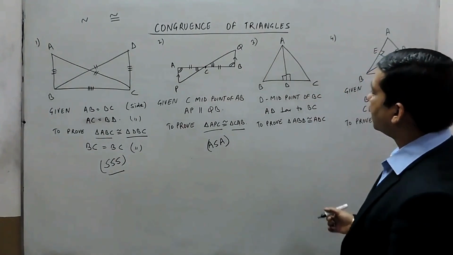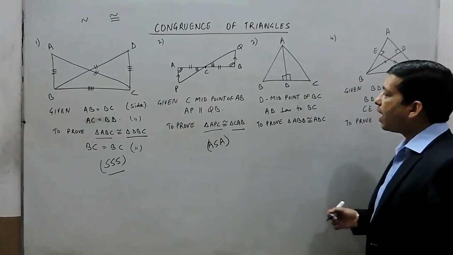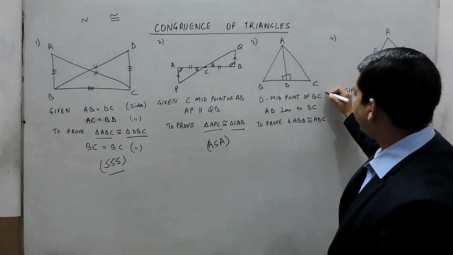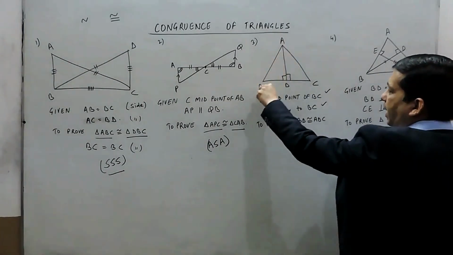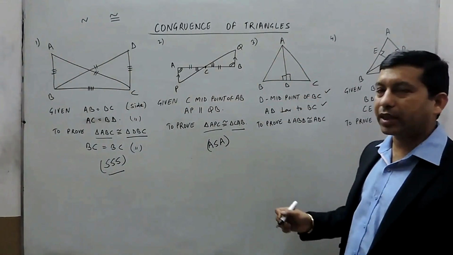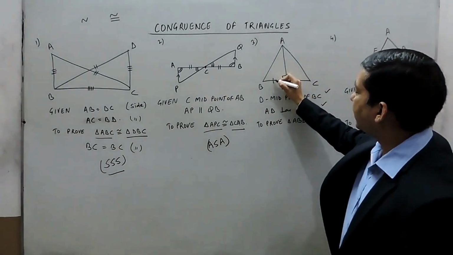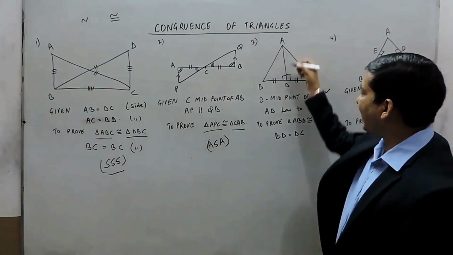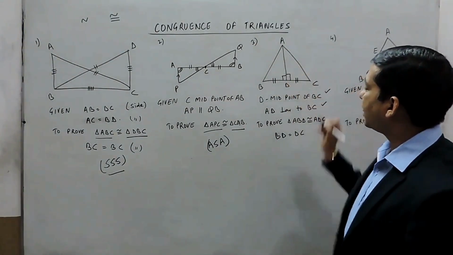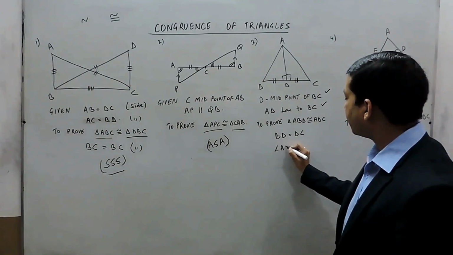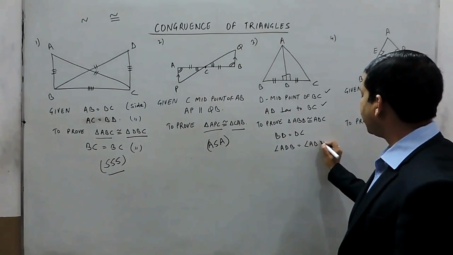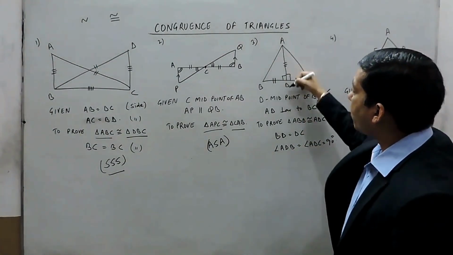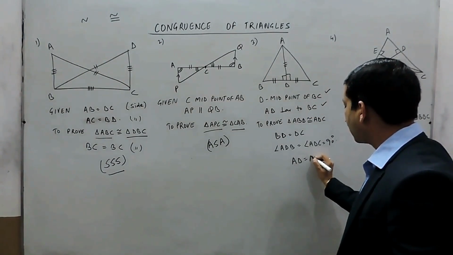This is the third question, where there is a triangle ABC, AD is perpendicular to BC, and D is also the midpoint of BC. So these two points are given to us, and we have to prove that triangle ABD and triangle ACD are both congruent to each other. We already know that D is the midpoint, that means BD and DC are both equal. BD is equal to DC. We already know that AD is perpendicular to BC, that means both angles are 90 degrees. Angle ADB is equal to angle ADC is equal to 90 degrees. And the third is the line which is common to both triangles, AD. So AD is equal to AD.